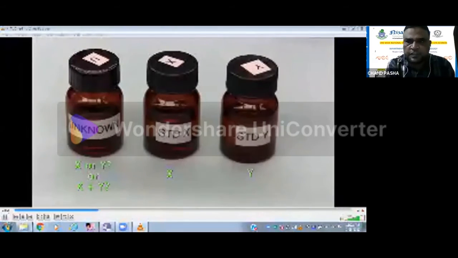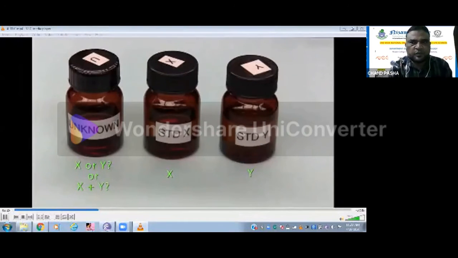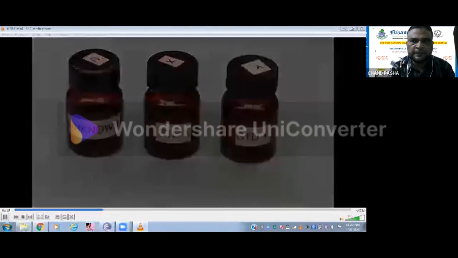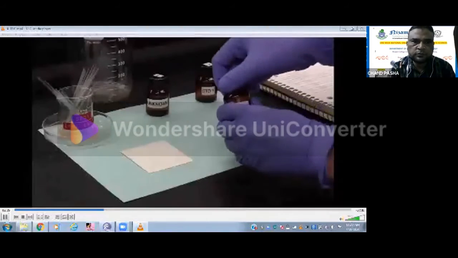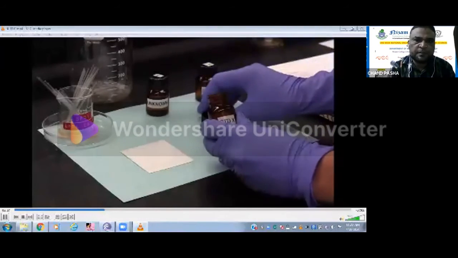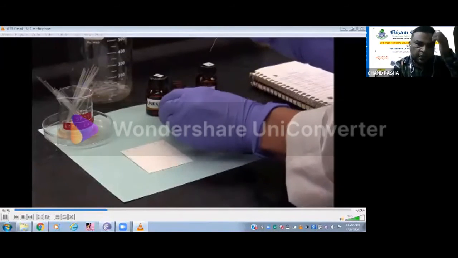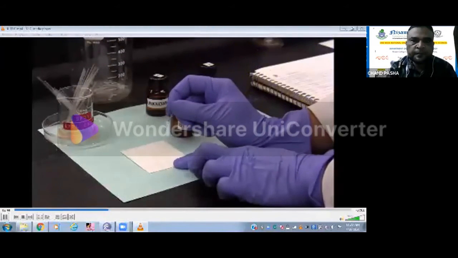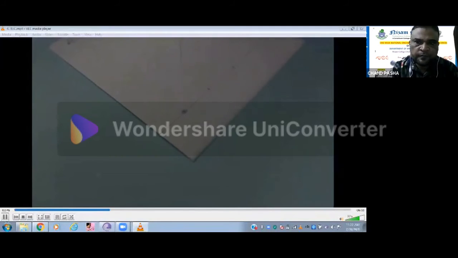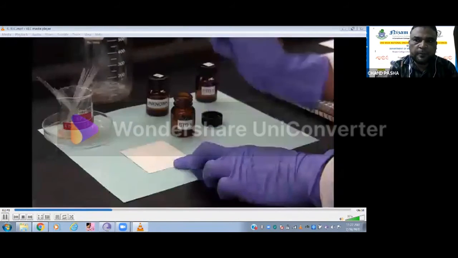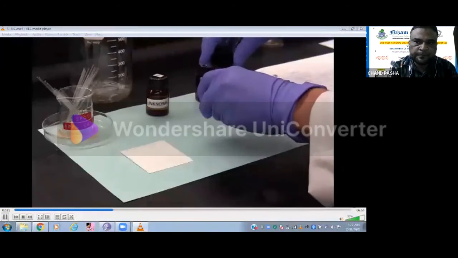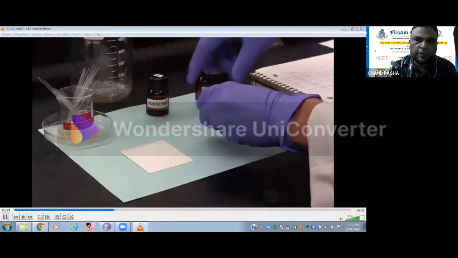Generally, MSc students of life sciences do amino acid separation by paper chromatography or TLC. So these are the capillary tubes. We can use them as applicators. Take and apply it over the spot. Generally, the suspension concentration of these standards will be prepared at 1 mg per ml. And don't apply too much.